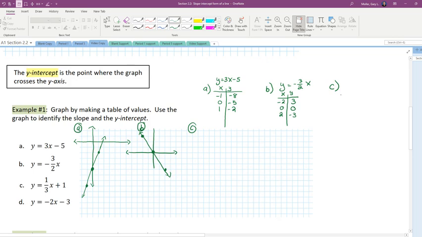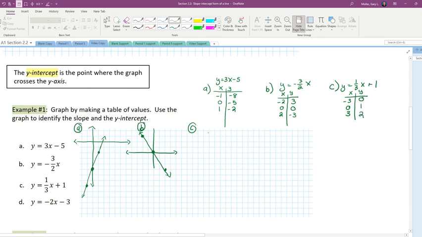Part C is another fraction, y equals 1/3 x plus 1. I'm going to pick values of x that are divisible by 3 to make this easier for myself. So I'm going to go negative 3, 0, and positive 3. I can do more points. I can do 6 and 9 and 12 and keep going. All right, a negative 3 cancels a 3. I'm left with negative 1 plus 1. That's 0. 0 I plug in, I get 1. 3 I plug in, the 3's cancel. I'm left with 1 plus 1 is 2.